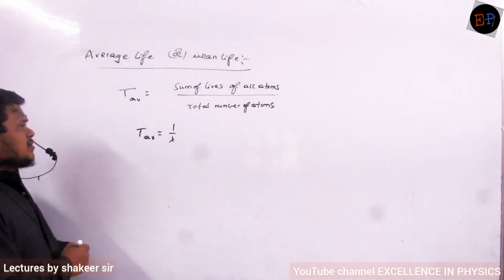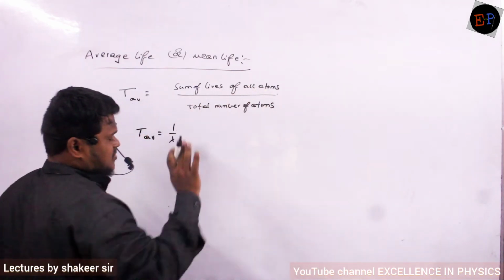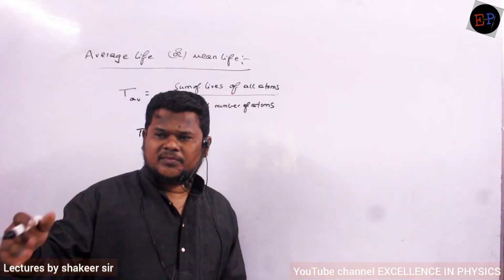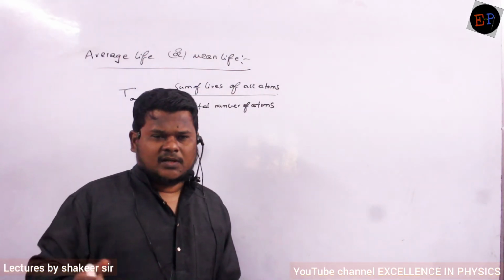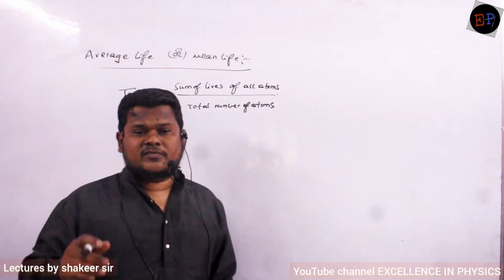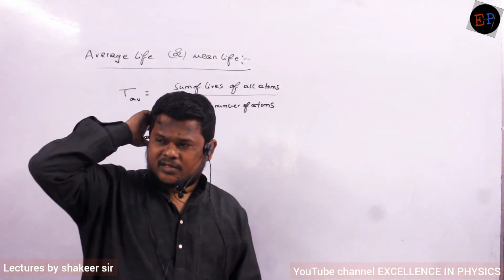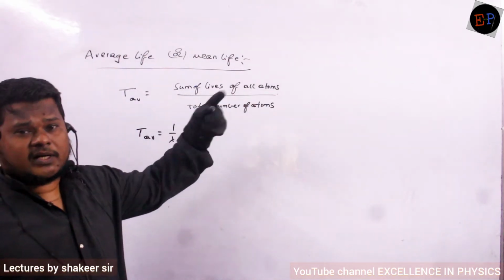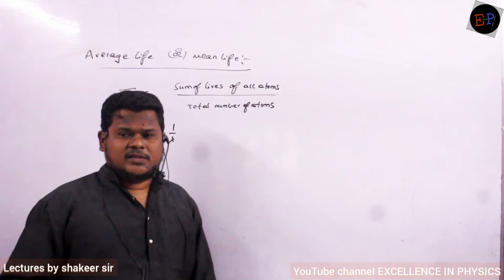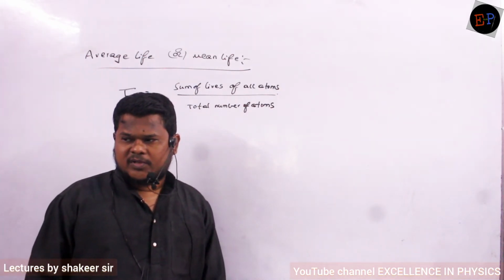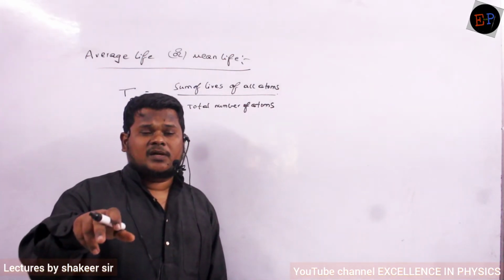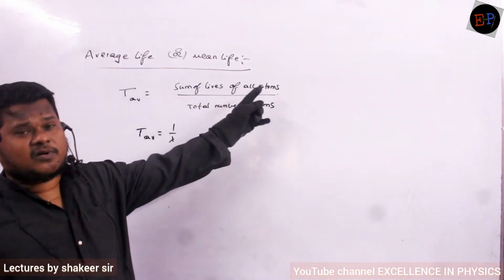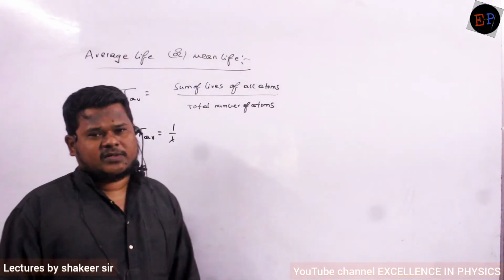How can I calculate that? Sum of lives of all atoms. For example, if 100 atoms are present, what is the time taken for all the 100 atoms to disintegrate? Say first atom is disintegrating after 3 hours, second atom is disintegrating after 100 years, anything can happen. So you take the sum of lives of all the atoms divided by total number of atoms. Then you will get average life. It means on an average, after how much time an atom will disintegrate. That is called as average life.